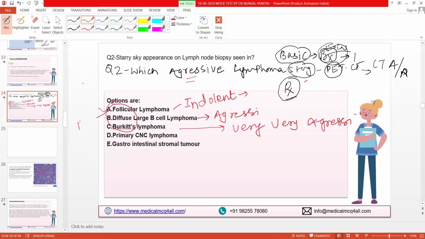For all the three, diagnosis is by excisional lymph node biopsy, and staging by PET CT scan. It doesn't change. What will change? The treatment. That's it. So this is how I try to discuss various complex questions.